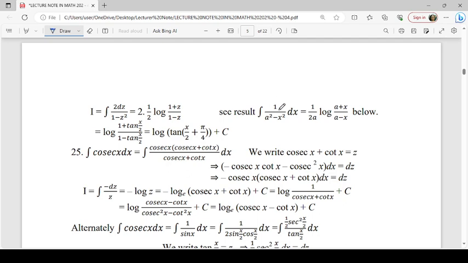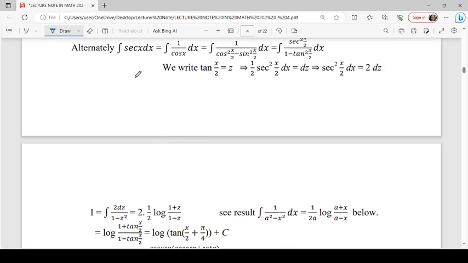This is a result: integral of 1 by a square minus x square is 1 by twice a log of a plus x by a minus x. So here a is 1, x is z, and this is 2 dz. 2 is taken outside, so dz by 1 minus z square is 1 by 2, a is 1 here, then log of 1 plus z by 1 minus z, and in place of z we write tan x by 2. So in this way also you can find integration of sec x dx, it is log of tan of x by 2 plus pi by 4.